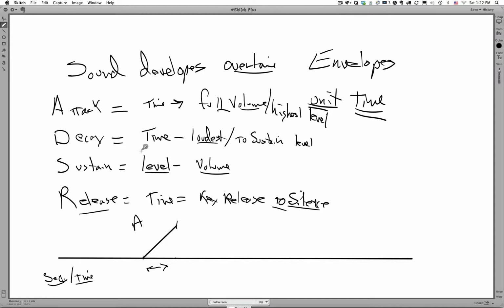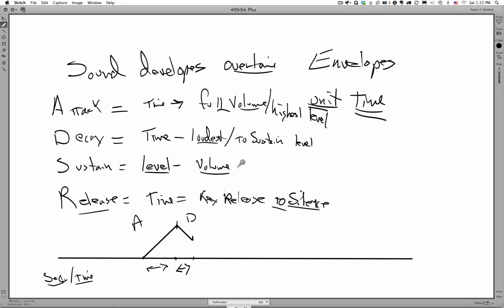Our decay, we said, was how much time it takes to get from this full volume, or full loudness level, to the sustain level. So how long is it going to take us to go from there to where we start sustaining? It could be a short decay, could be a long decay, however we decide to do it. But again, it's a measurement of time. How long is it going to take to go from here to here? That's our decay phase.